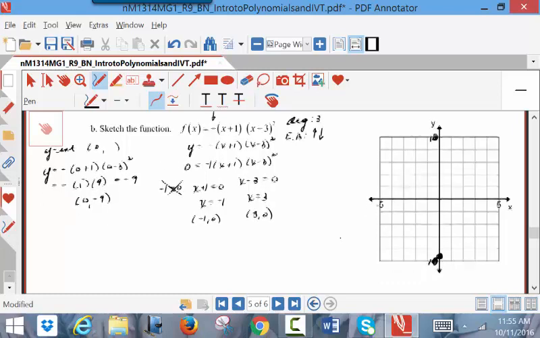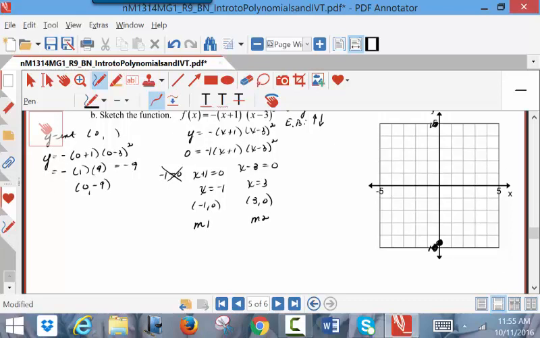I have to go back to my multiplicity to talk about the behavior of the x-intercepts. So negative 1, 0 would be a multiplicity of 1, and 3, 0 is a multiplicity of 2. A multiplicity of 1 is always what? Crossing. And an even multiplicity is always tapping. They might call that touch, and they might call it bounce. Those are a bunch of the words that they use. Okay, so negative 1, 0, 3, 0.